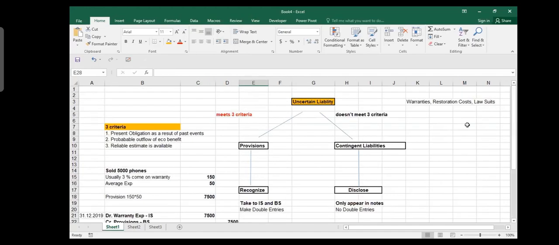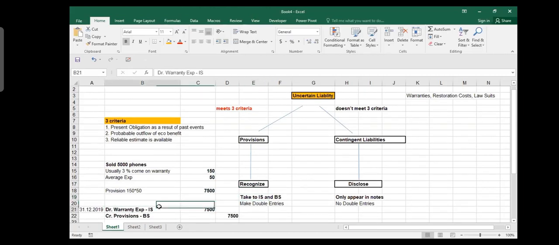Okay, so we said that we have many types of uncertain liability. If any uncertain liability meets three criteria, we call it a provision and we record it into our books. We recognize it, which means we take it to the income statement and the balance sheet. And how do you do that? By making a double entry. If any uncertain liability does not meet the three criteria, which means any one is missing, you call it a contingent liability and you just disclose it.